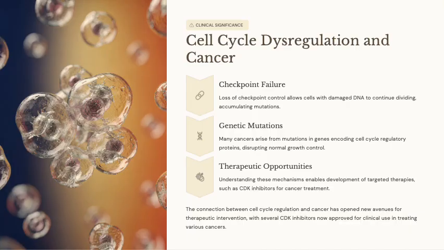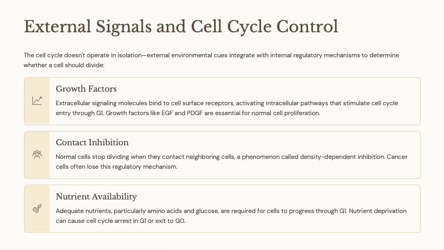Understanding the molecular mechanisms behind cell cycle dysregulation has been critical for cancer research. This knowledge has allowed scientists to identify specific molecular targets for therapy, shifting cancer treatment away from non-specific chemotherapy toward more targeted approaches. As a result, cell cycle regulation is now recognized as one of the most important areas of study in modern oncology. Moving on, I want to talk about the external signals and cell cycle control.